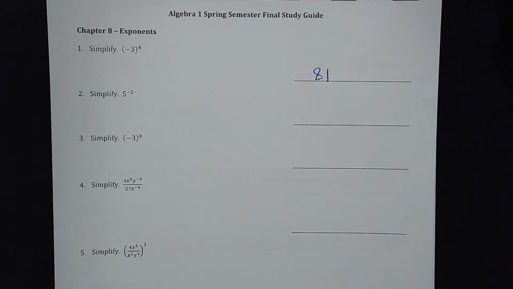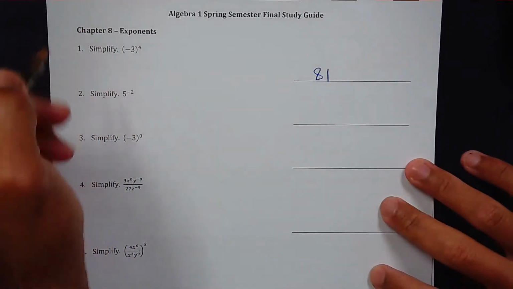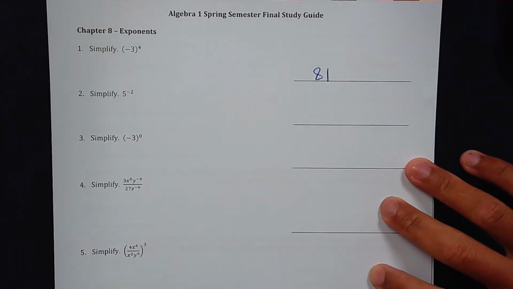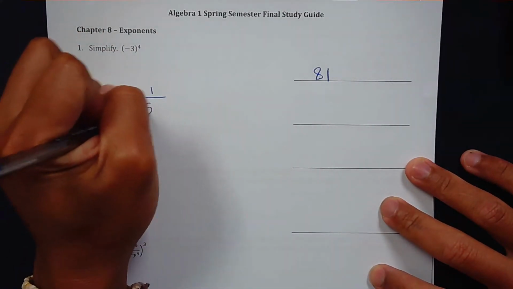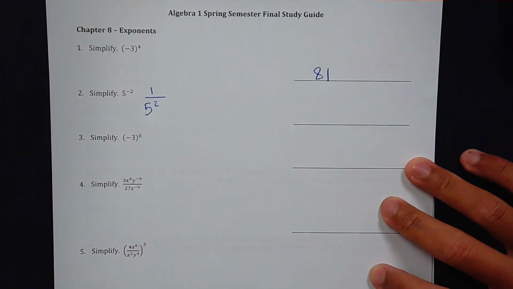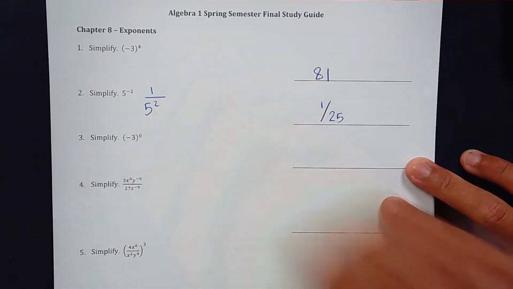All right, 5 to the -2nd power. If you remember from the final study guide, or sorry, the finals notes, this negative, we have to make it a positive. We don't want negative exponents. We bring it down to the denominator. So we have 5 squared. Final answer, as you know, 5 squared is 25. So 1 over 25.